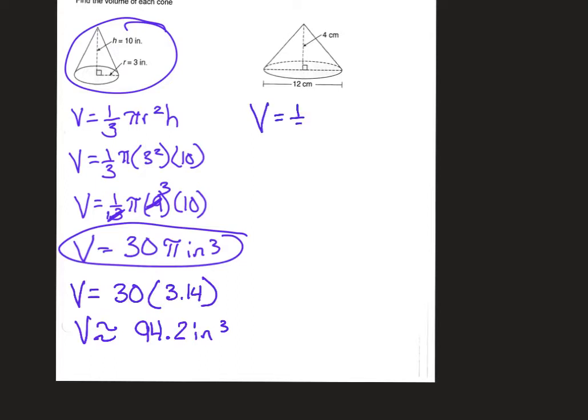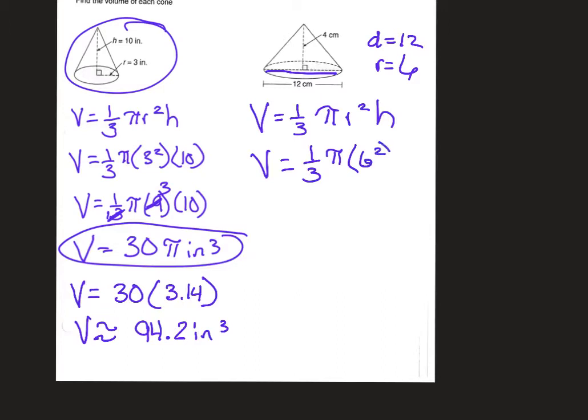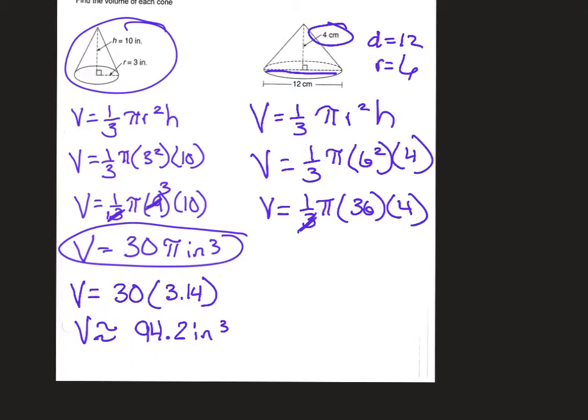Again, your formula is 1/3, so you're going to be dividing by 3 or taking it times 1/3. Pi r squared times your height. But in this case, we were given diameter. So if the diameter is 12, that means your radius would have only been half of that, or 6. So 1/3 pi, your radius is 6, square that, times your height of 4. So volume is 1/3 pi. If we square 6, we get 36 times 4. Again, I can simplify because 3 goes into 36 12 times, so that just leaves 1. So 12 times 4 gives me 48 pi.